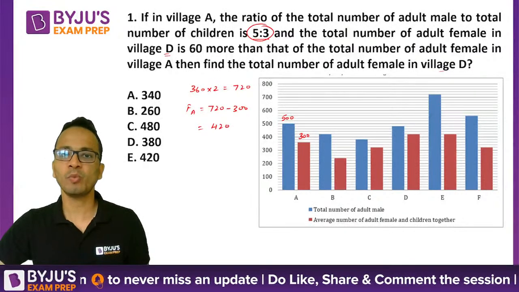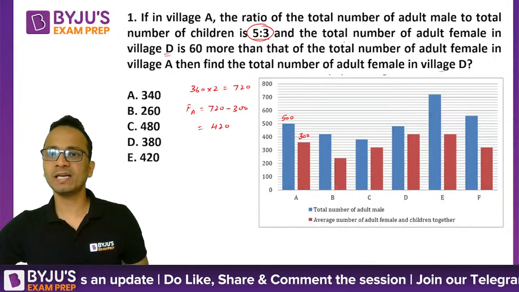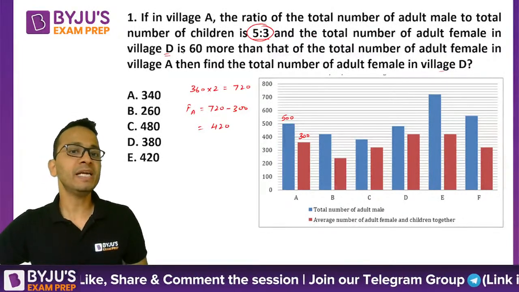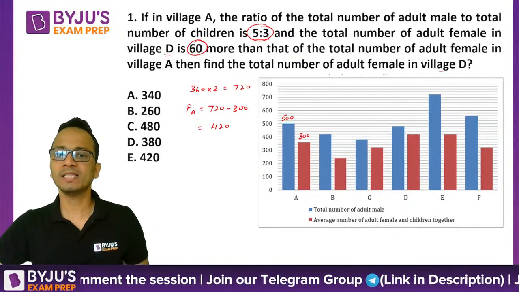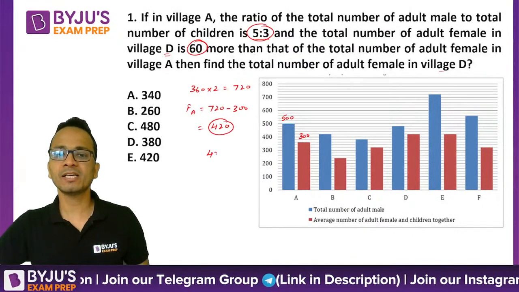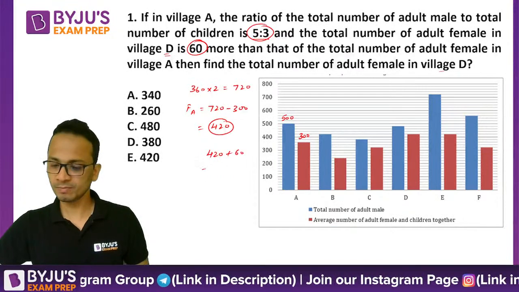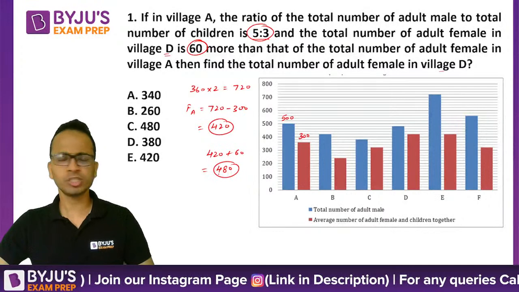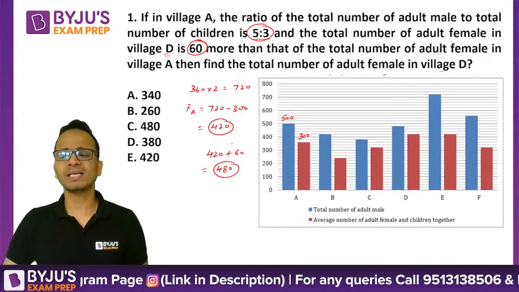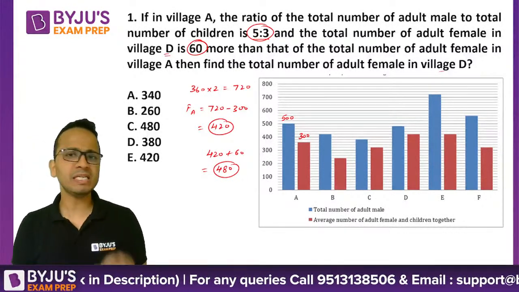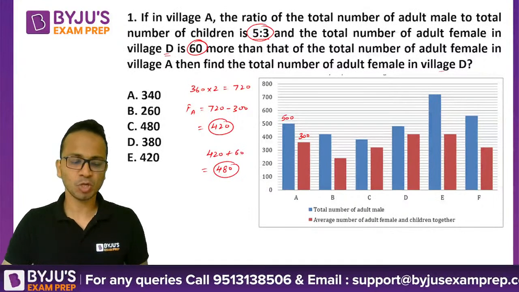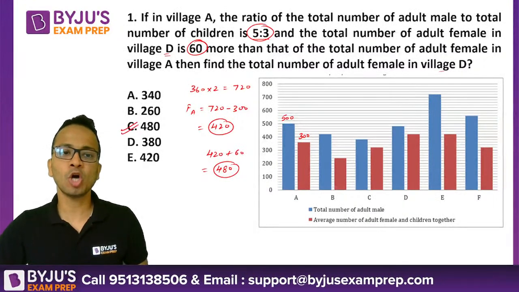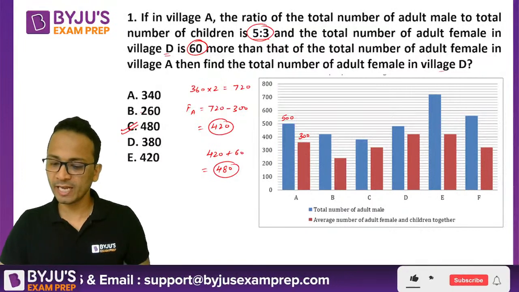and that will come out to be 420. Also, it is given that the total number of adult females in D is 60 more than this number. So add 60 here, 420 plus 60, and the answer should come out to be 480. A straightforward question, a little lengthy, but no heavy calculation. This can be easily managed in the examination. So yes, the correct answer is option C, 480.